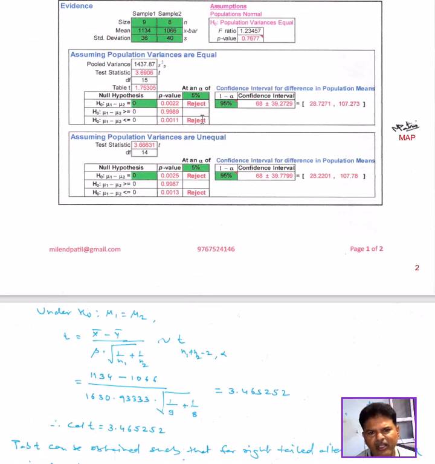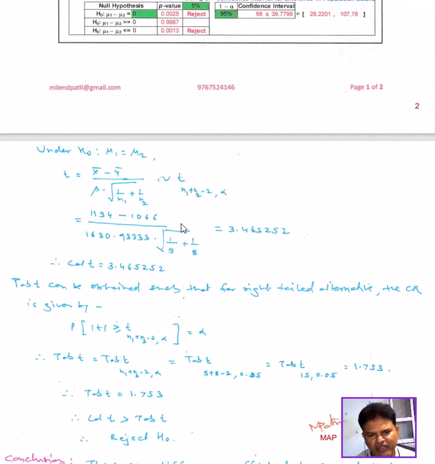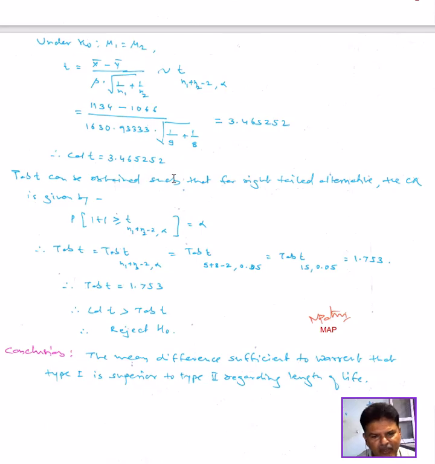I have calculated all these values using my software, but you can calculate them using a calculator also. So T is equal to x bar minus y bar upon s into root of 1 upon n1 plus 1 upon n2, which follows t with n1 plus n2 minus 2 degrees of freedom, and the level of significance in this case is alpha. So put all these values: 1134, 1066, and the value we have just calculated. n1 is 9 and n2 is 8. The calculated value we are getting is 3.465252. Right? So the calculated T is 3.465252.